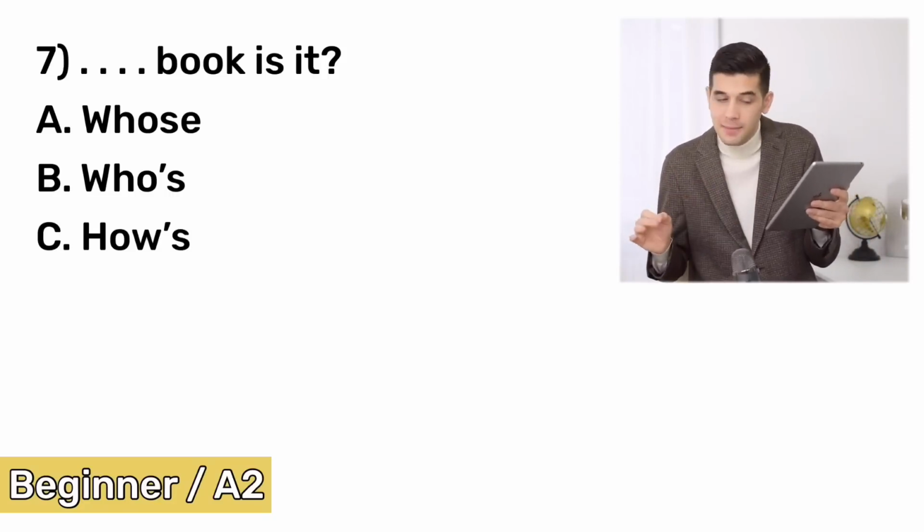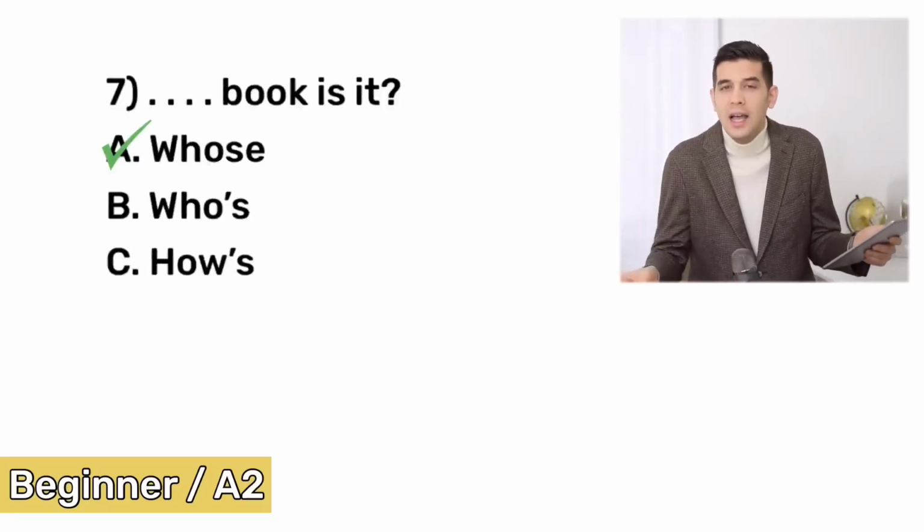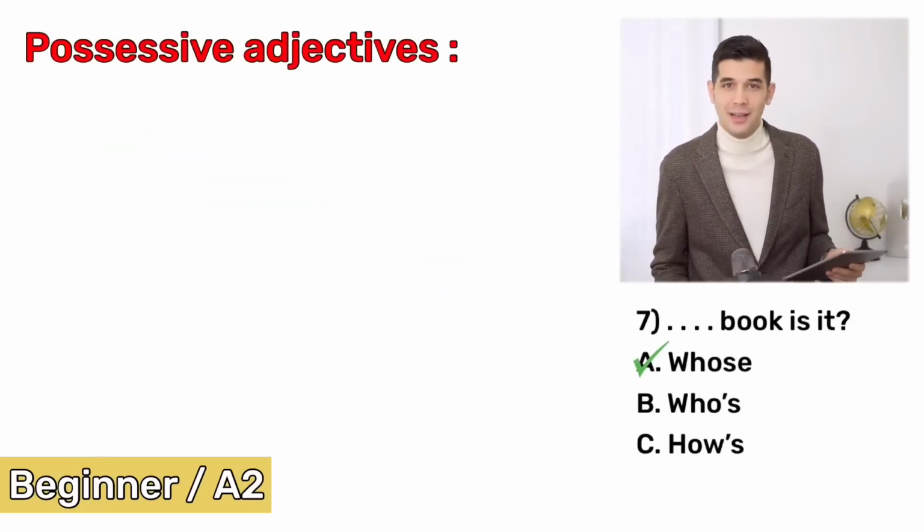Moving on to question number 7. Book is it? Whose, and house? The answer is whose, but why? Let's talk about possessive adjectives.